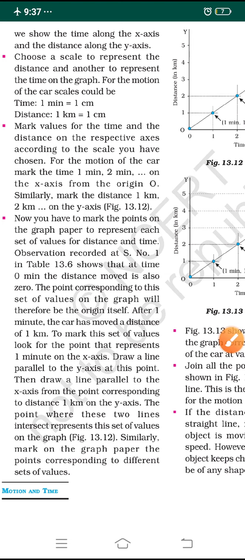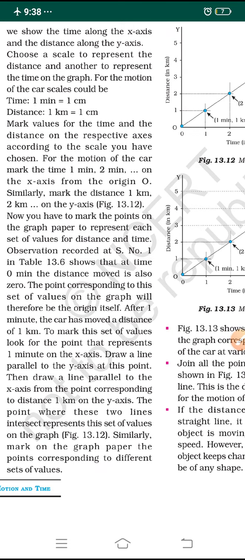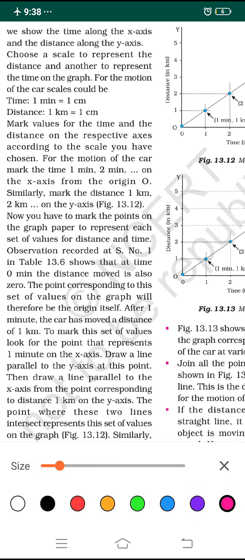Next, draw the line parallel to the x-axis from the point corresponding to the distance 1 kilometer on the y-axis. The point where these two lines intersect represents this set of values on the graph. See here, it is shown in the diagram. This is the point where these two lines intersect each other to represent this set of values on the graph, which is shown in figure 13.12.